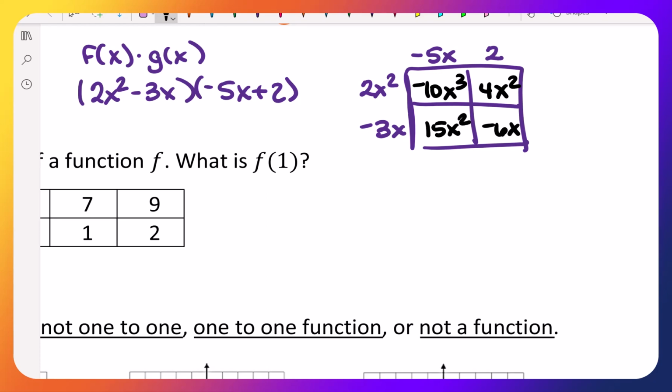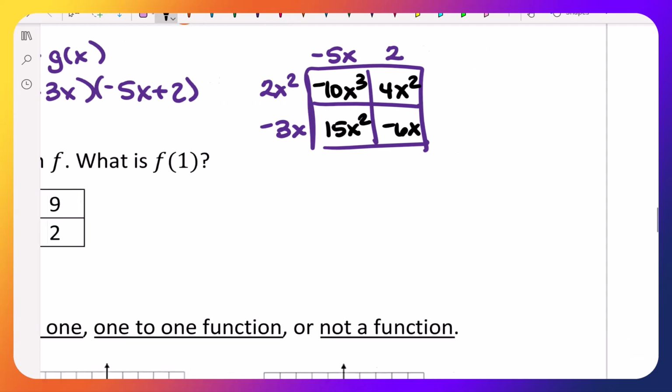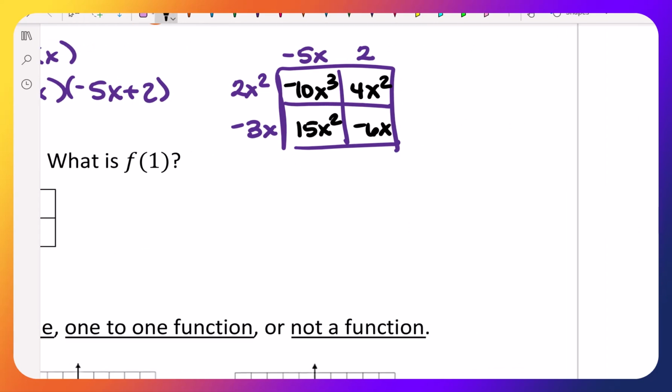Okay, I'll just double check and make sure I got all of that right. Now, when you're multiplying, just kind of look to see the diagonals. You can add them together. So I've got negative 10x to the third plus 19x squared minus 6x. And that's it for question 17.